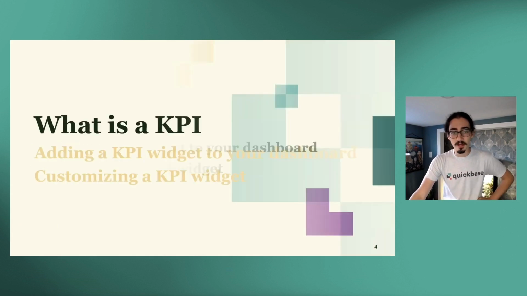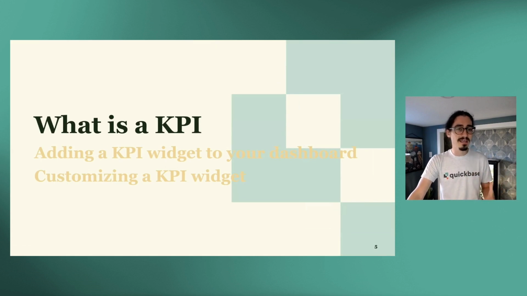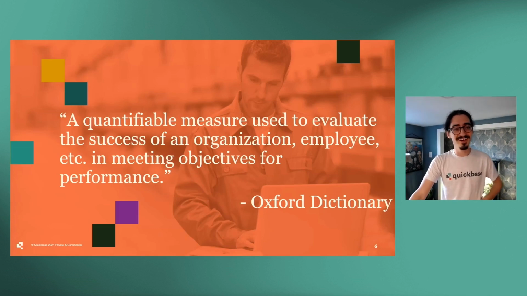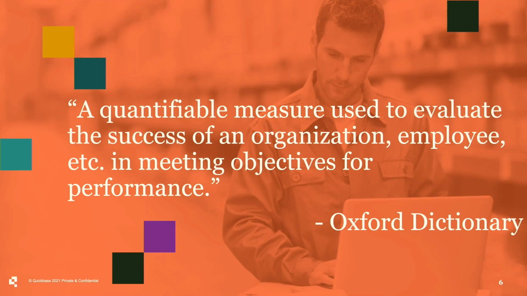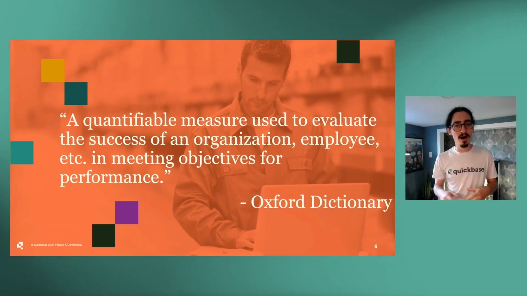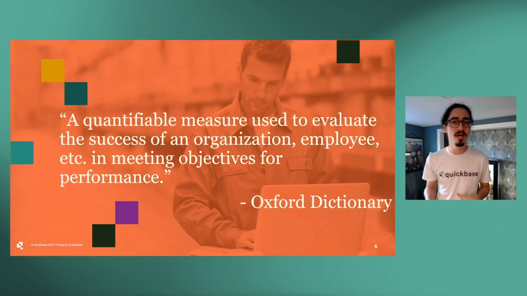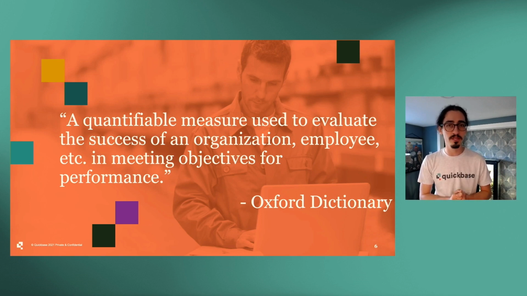So for those who don't know what a KPI is, it stands for Key Performance Indicator. And Oxford Dictionary defines this as a quantifiable measure used to evaluate the success of an organization, an employee, et cetera, in meeting objectives for performance. Now, if this sounds confusing to you, I wouldn't worry too much about it, because there's a very, very good chance that you're already doing this in your QuickBase applications without really knowing what a KPI is. If you do know this, great, you're in awesome shape for what we're going to learn today and how you can help configure our new widgets to show the data that you're really interested in.